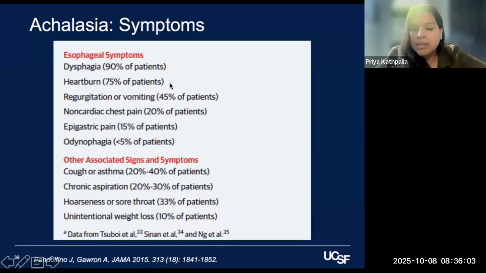You have to remember that some of these patients could have had symptoms for so long that they're kind of immune to them, or they've adapted to them. They're chewing their food really well. They're drinking water to facilitate passage of the bolus, and they don't even realize it. You can see regurgitation or vomiting, non-cardiac chest pain, epigastric pain, and then in some patients, just odynophagia.